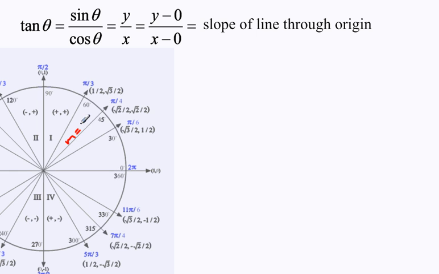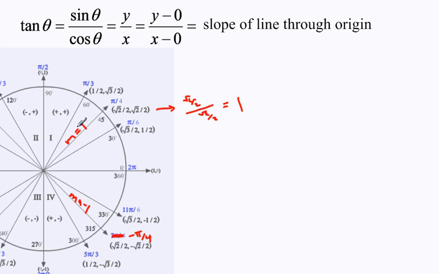Here my slope is 1, and you'll see if I took y over x, root 2 over 2 over root 2 over 2, I get 1. Down here, we're not going to refer to this as 7 pi over 4, but this will be our negative pi over 4. Our slope is negative 1.